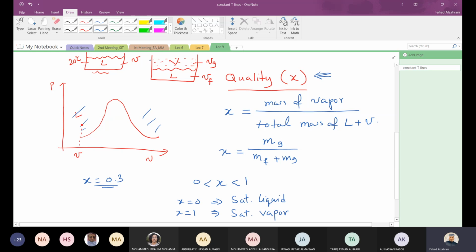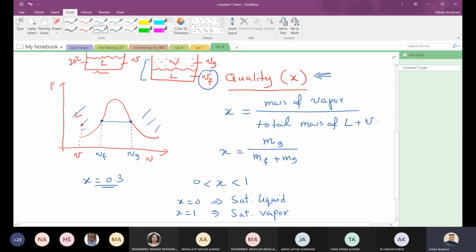So if we have this mixture here, if it is all liquid, this is the saturated liquid, which is 0 if it is in the saturation state, and my specific volume in this case is called VF. So in this figure, this is my VF. If it is all vapor in the saturated state, this is VG. So if it is all liquid in saturation I have VF, and if it is all vapor I have VG.